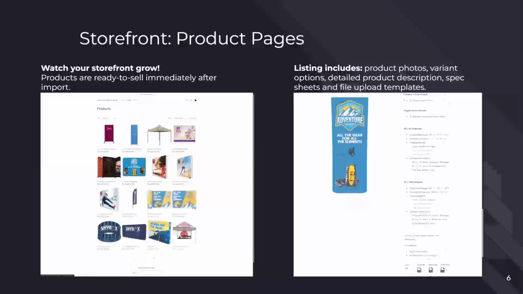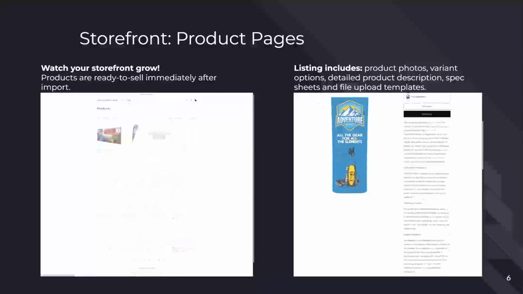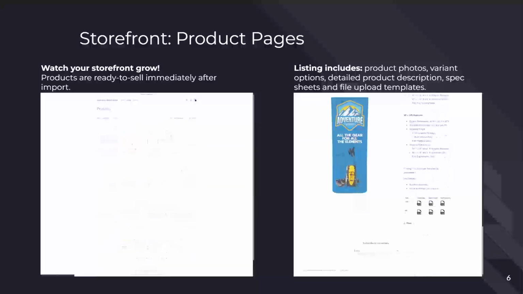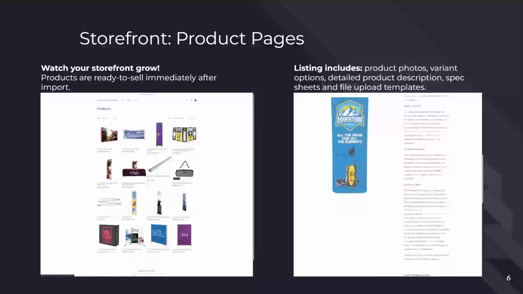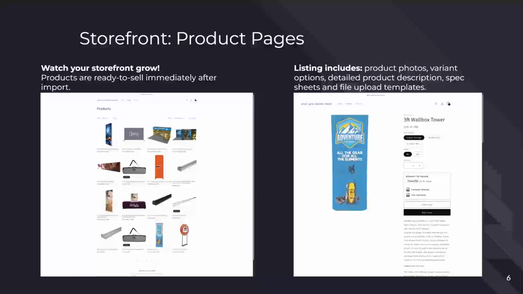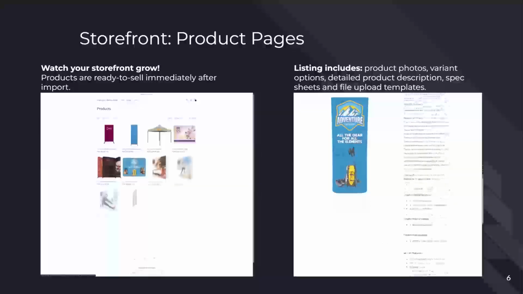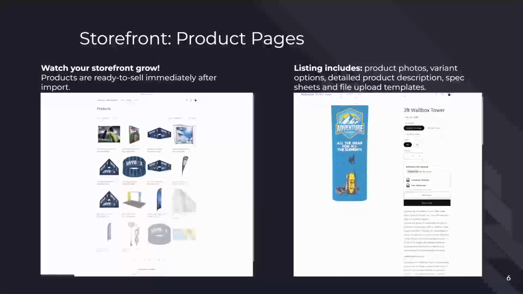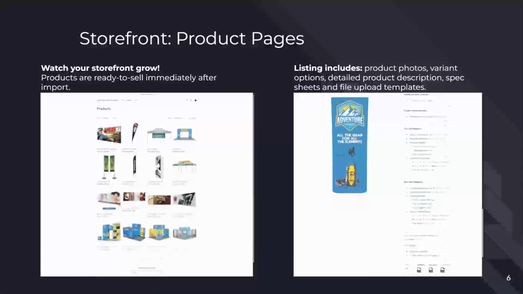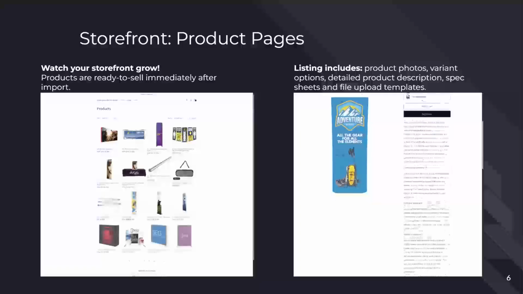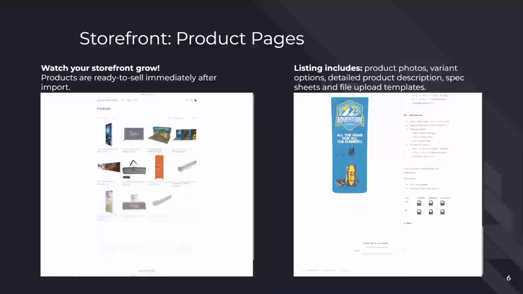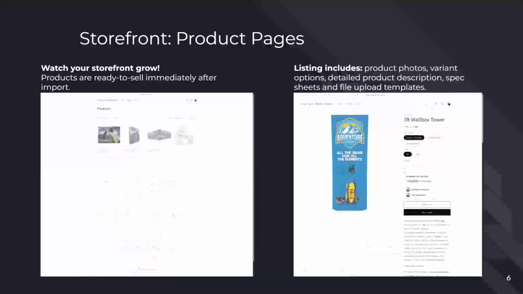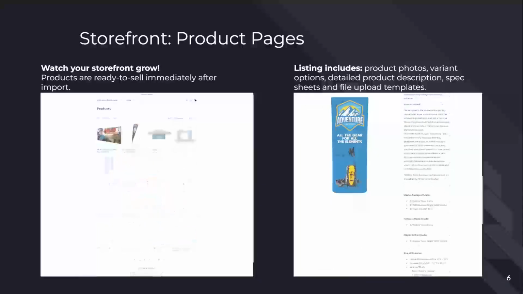Now, this is what it looks like on the storefront pages. If you did go ahead and hit publish now, these immediately populate into your existing product categories that you have, and you can choose to move these around to different collections as you so choose. But they are ready to go with all the base descriptions that we find on WS Display themselves. So product photos, variant options, detailed product descriptions, the spec sheets, and even the file upload templates.